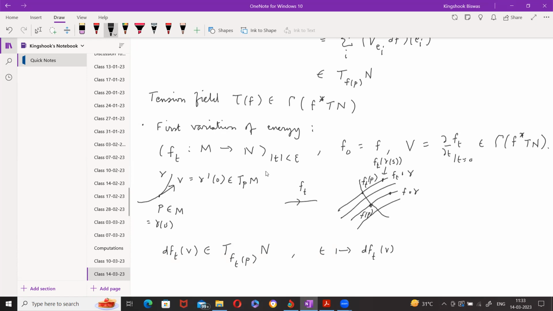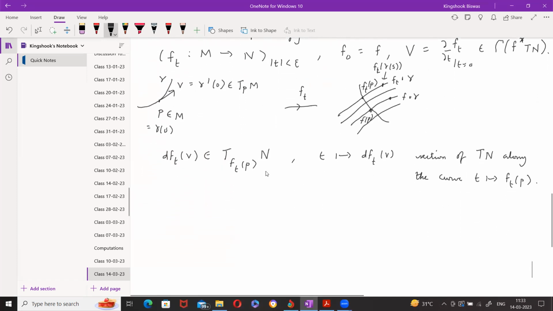This is a section of Tn along the curve. T goes to Ft of P, right? It's a section along a curve. Is that clear? Yes. Okay. So I can compute its covariant derivative.